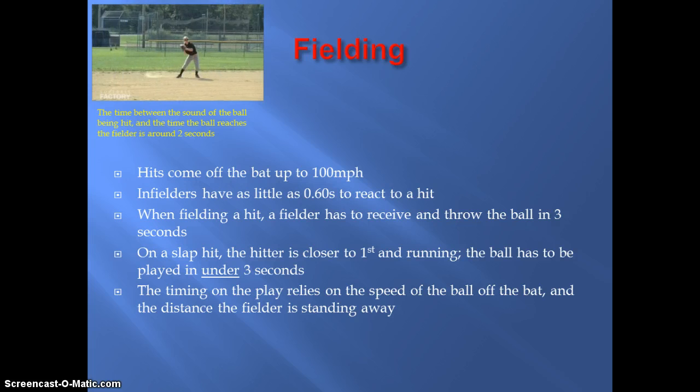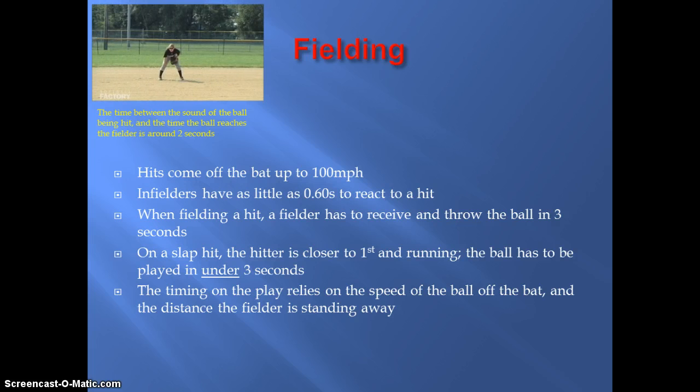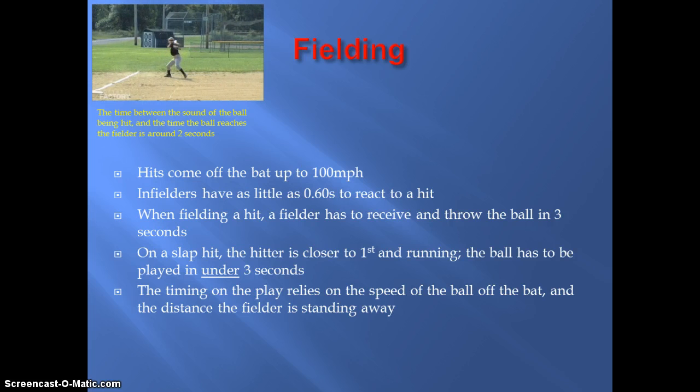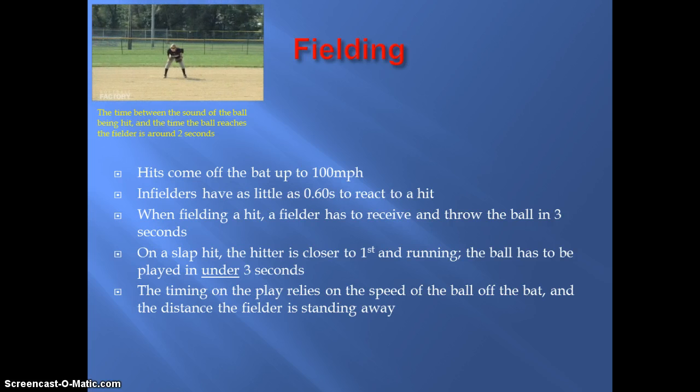On a slap hit, the hitter is closer to first base, and so they have a shorter distance to run, which means the ball has to be played in under 3 seconds to get the player out. The timing on the play relies on the speed of the ball off the bat and the distance the fielder is standing away.